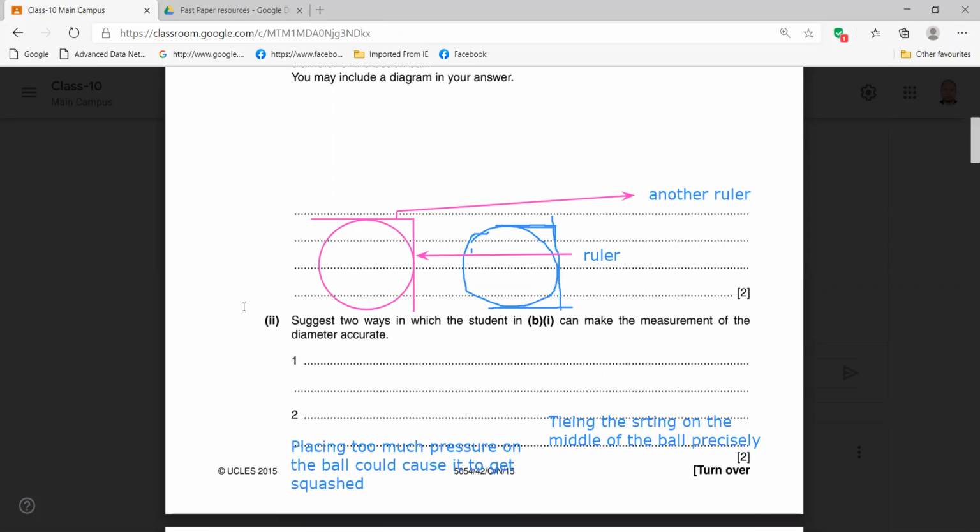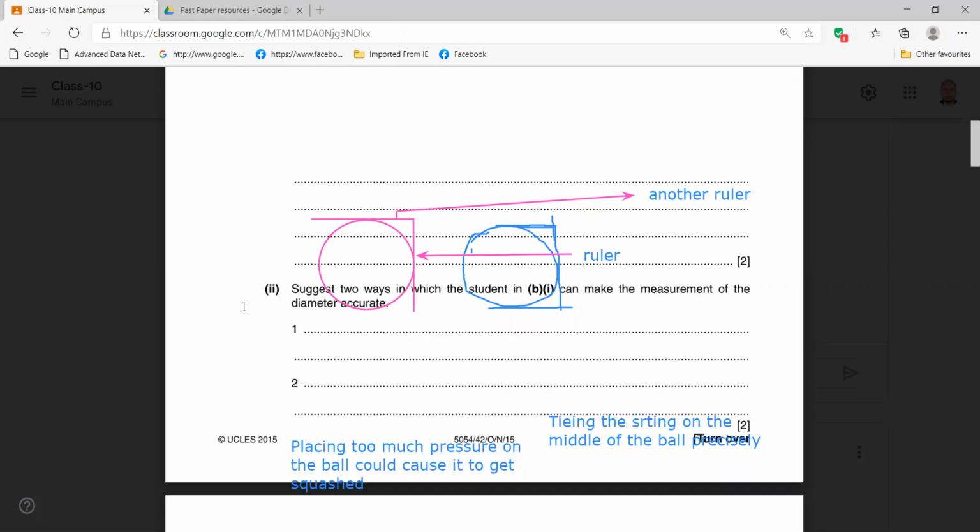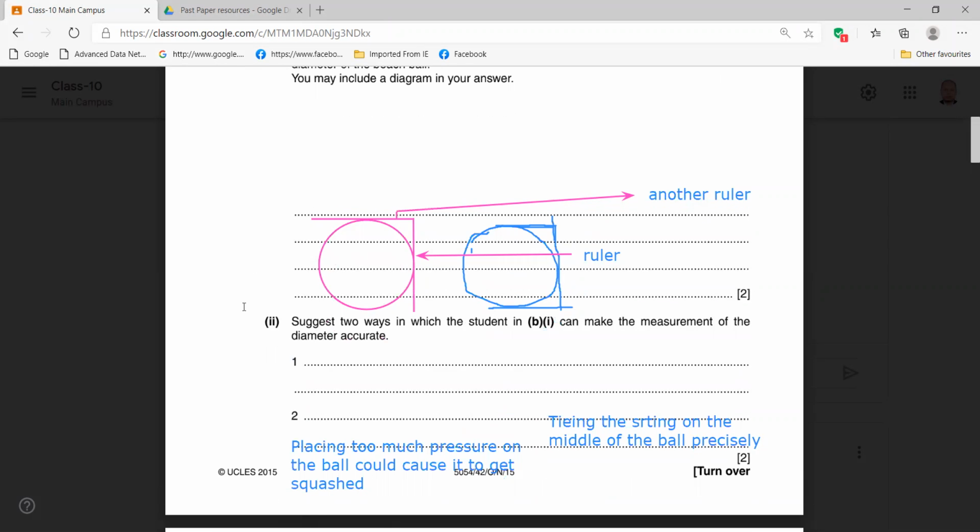Okay, now this part. Suggest two ways. Yes, Farhan. I really appreciate your struggle to join class. At least one day you are joining, mashallah. So you read it. Read this part.